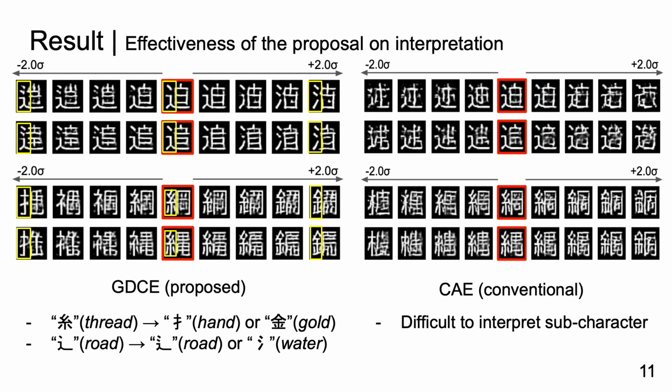The slide compares the reconstructed characters when perturbation is added to only one dimension of the embedding. In the GDC, on the left, the perturbation gives the subcharacter a meaningful change. In this example, the subcharacter of road changes to road or water, and the subcharacter of thread changes to hand or gold. This may be due to the fact that the GDC has a standardized metric in the embedding space and the dimensions are independent. Thus, each dimension of the embedding by the GDC could store a subcharacter.